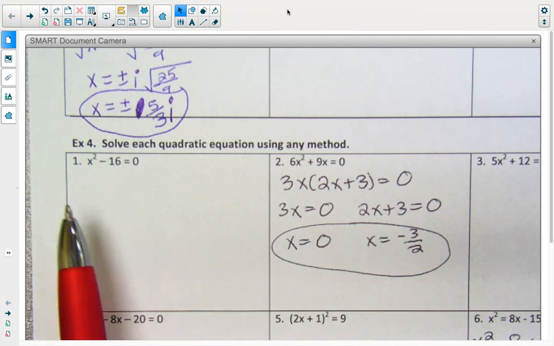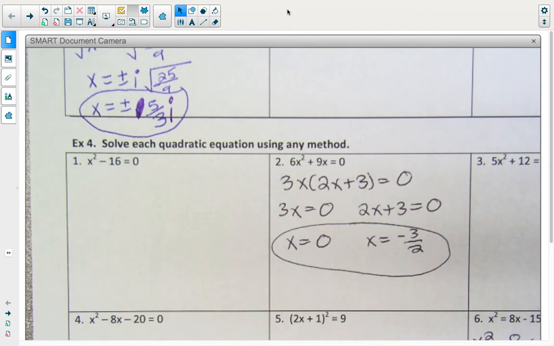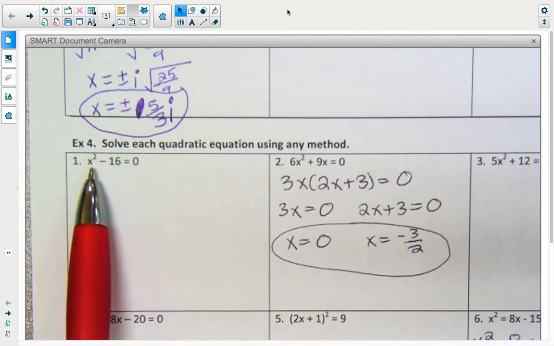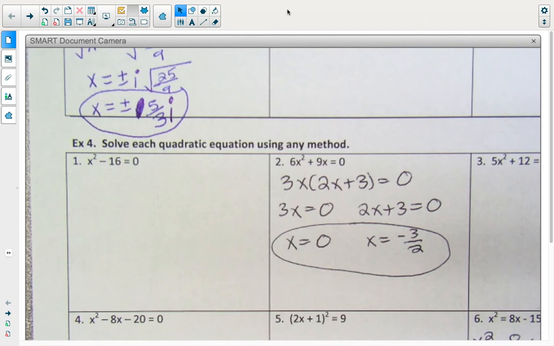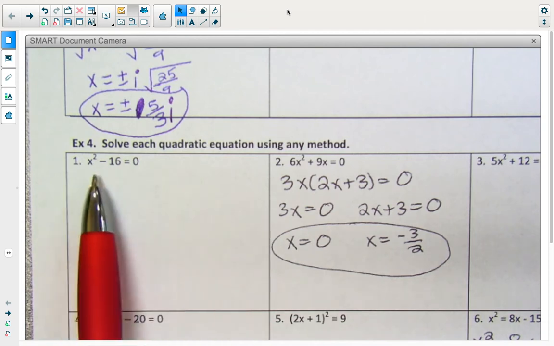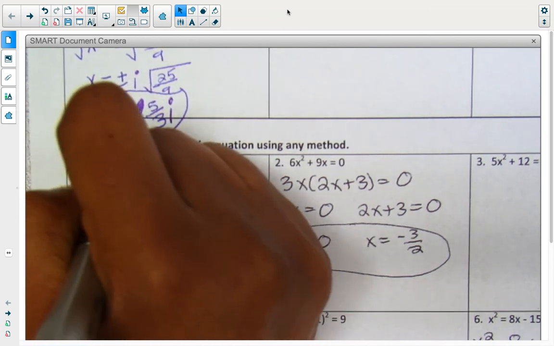So say I saw this problem here. So x squared minus 16 equals 0. We absolutely could graph this. So if we were to graph this, we would type in Desmos x squared minus 16 and look for where it crosses the x-axis. I also could factor this problem. So I know that this is a difference of squares, so I also could factor the problem.